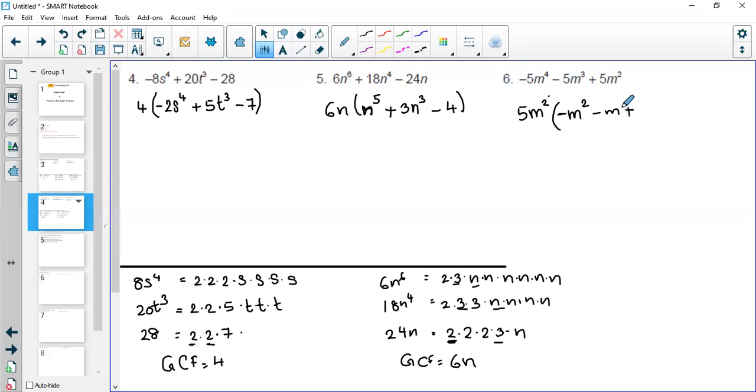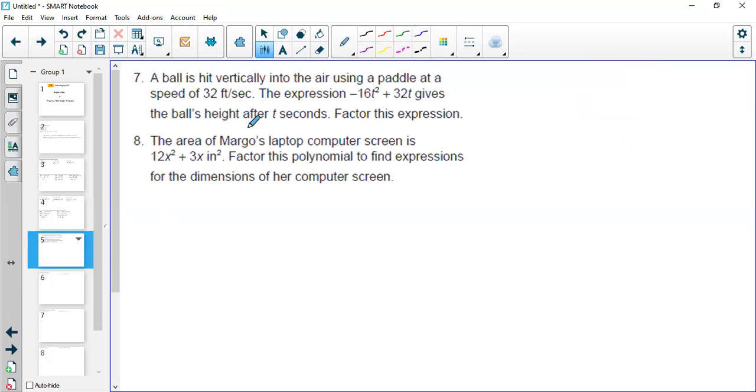Again here, 5m squared divided by 5m squared is going to give me a 1. So this is the factorization for question number 6. This is how easy it is to factor these polynomials. Right.